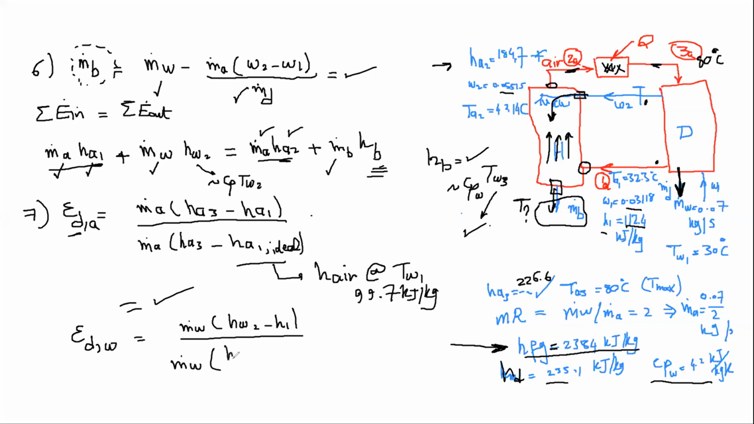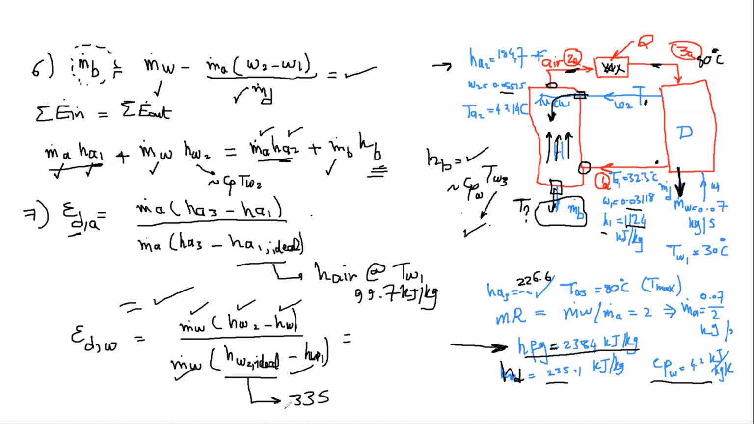Water is going to be heated. So H water 2 ideal minus H1. We have these values: m dot water, H water 2, H water 1. The only unknown is H water 2 ideal. This value is given in the problem. Actually, it's telling me in the problem statement that H water ideal is basically 335.